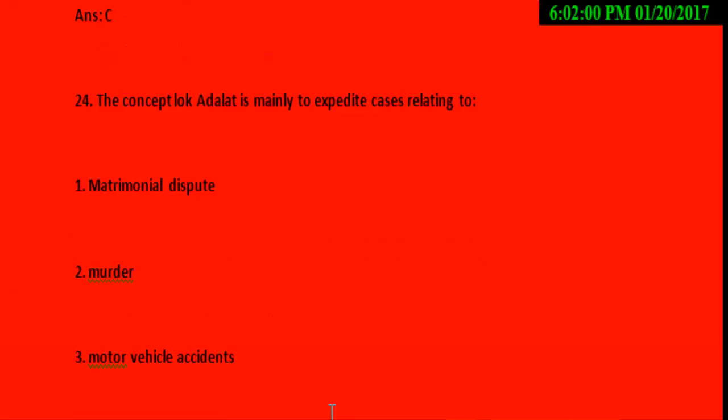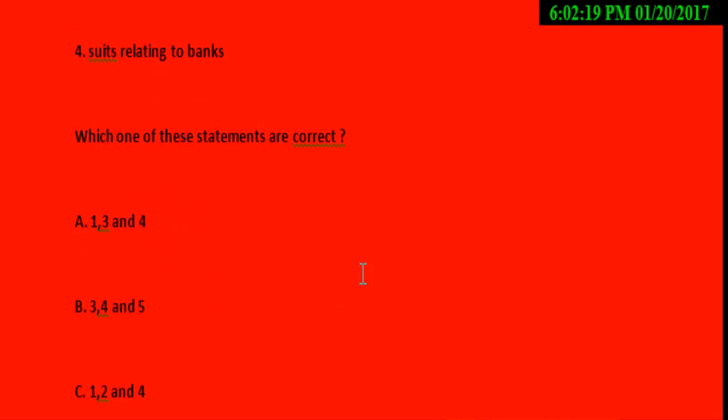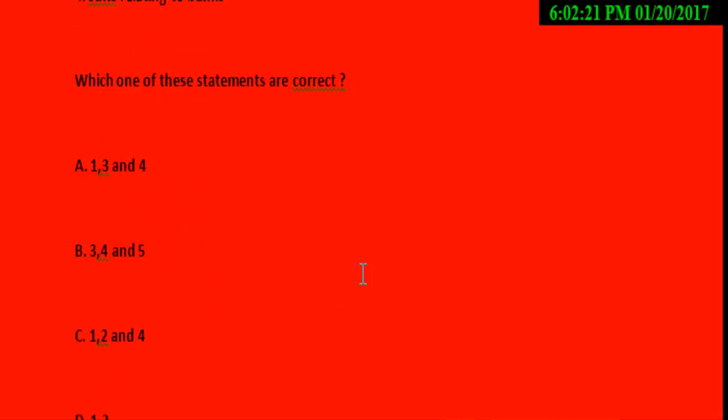Next one is the concept of Lok Adalat is mainly to expedite cases relating to matrimonial dispute, murder, motor vehicle accident, suits relating to banks. So which one of these statements are true? So you need to find out from the options: 1, 3 or 4; 3, 4 and 5; and 1, 2 or 4; or 1 or 3. So answer is 1, 3 and 4.